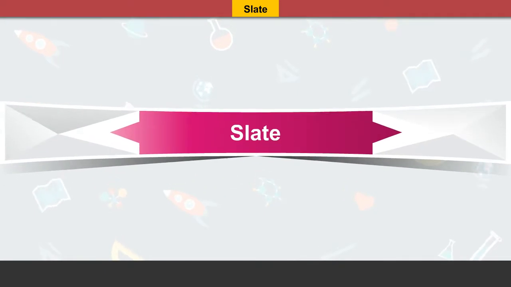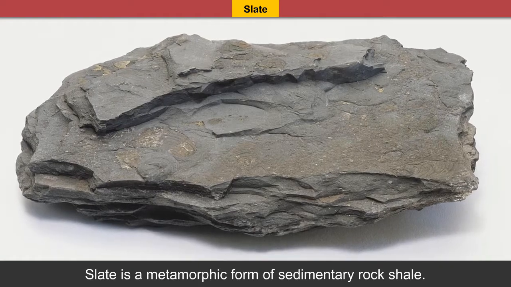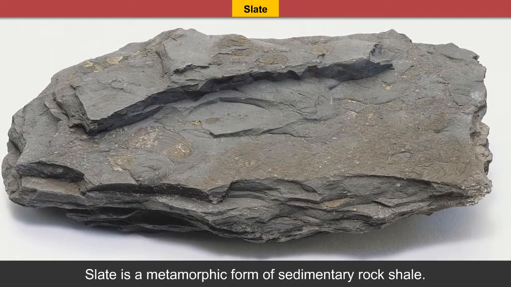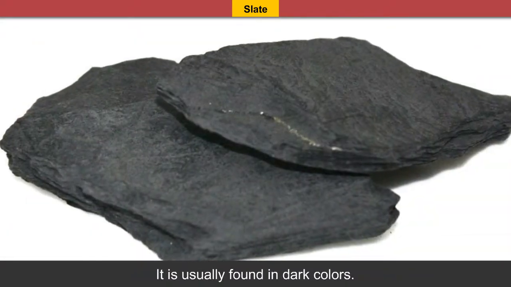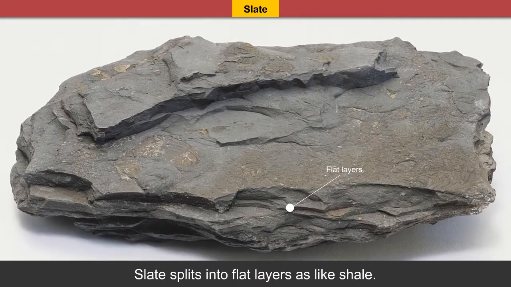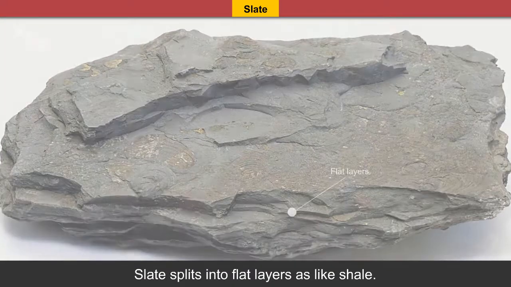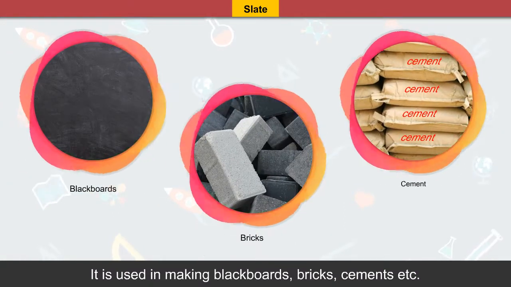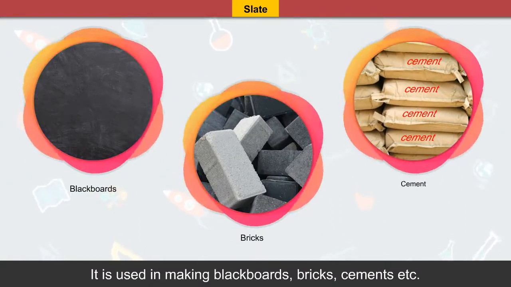Slate. Slate is a metamorphic form of sedimentary rock, shale. It is usually found in dark colors. Slate splits into flat layers like shale. It is used in making blackboards, bricks, cements, etc.